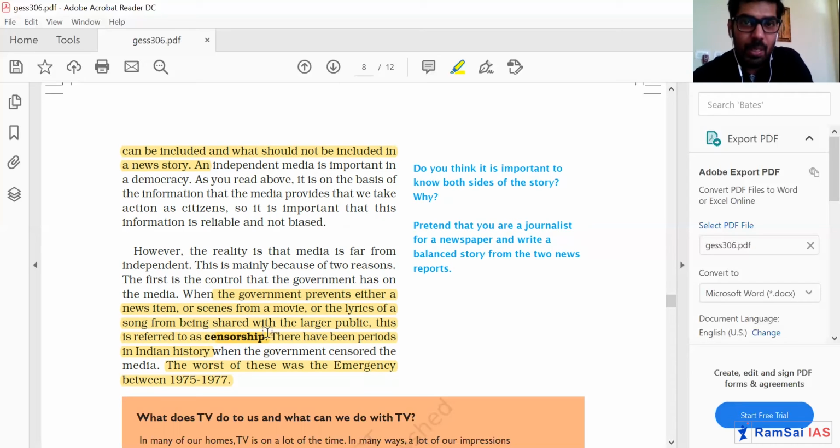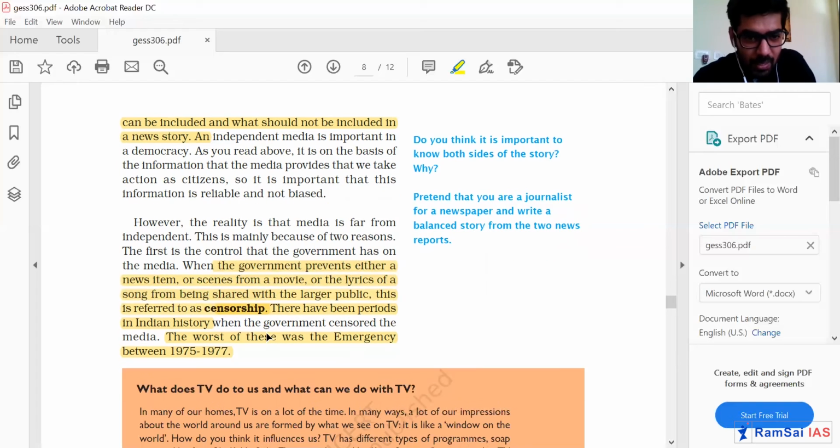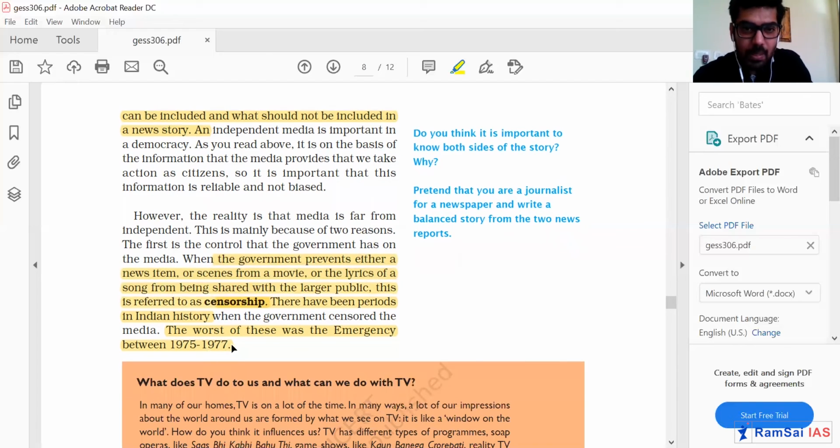But when it comes to media, and if the government starts telling them not to air this news, not to talk about this, then media censorship is not good for democracy. And it happened during 1975 to 77. Mrs. Indira Gandhi declared emergency. Mr. I.K. Gujral was the information and broadcasting minister.